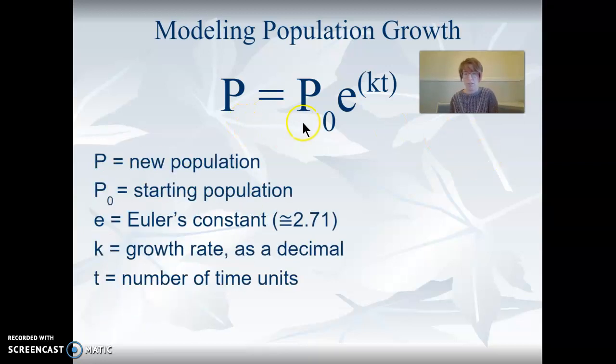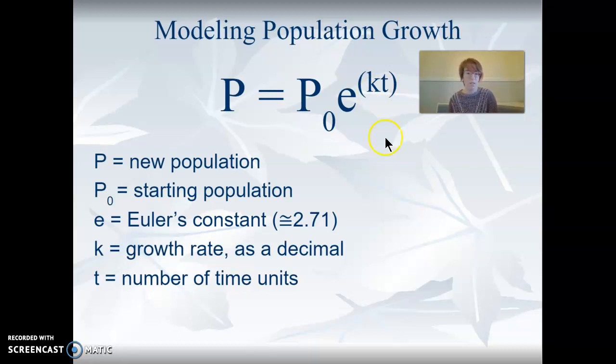So this is an equation meant to help us predict future population sizes. P is what we're trying to find out. That's going to be our new population size. P sub 0, this is one thing together here, is our starting population, how big it is. E is something called Euler's constant, always stays the same in this equation. And up in the exponent, we have K times T. K is the growth rate, always as a decimal, and T is the amount of time.